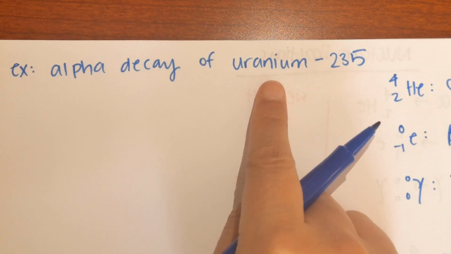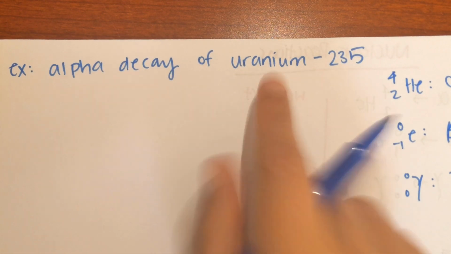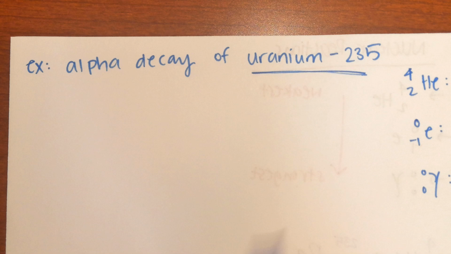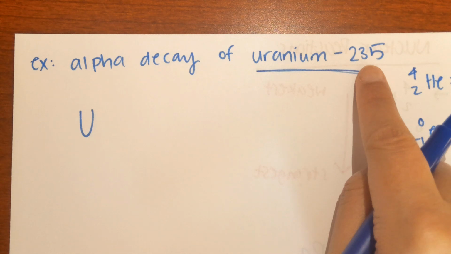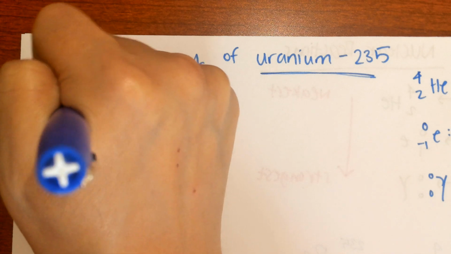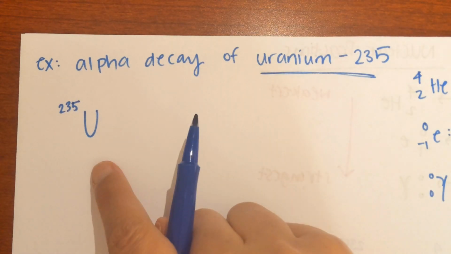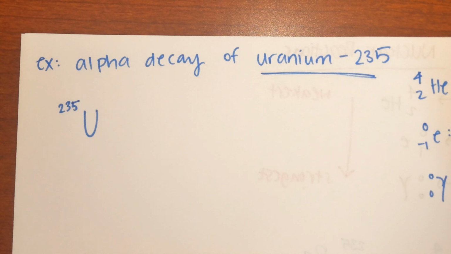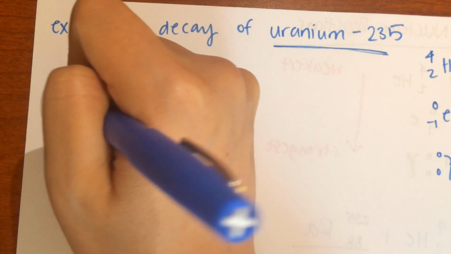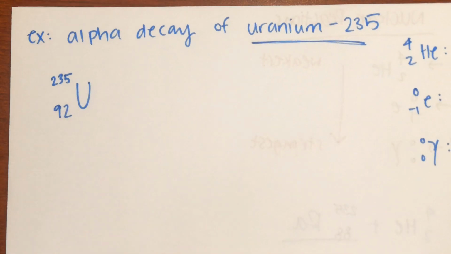So whenever you have a word problem like this, your first thing to do is to convert your hyphen notation to nuclear notation. So uranium, we all know the symbol for that is U. 235, that is our mass number. And remember, the mass number goes on top. If you put it on the bottom, that's going to mess up your whole reaction, and you get a different element. And then uranium, according to the periodic table, is number 92. So that goes on bottom.